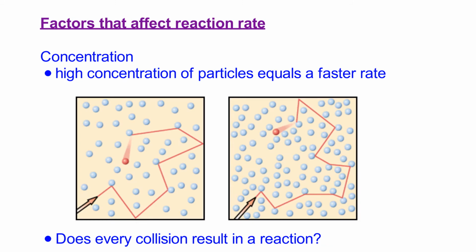So the next factor that affects reaction rate is the idea of concentration. So remember, concentration is the amount of particles in a given area. So having a higher concentration also equals a faster rate. So high concentration of particles, faster rate. And the reason for this is that the higher the concentration, the more likely the particles are to bump into one another. And again, the more collisions they're having, the more likely we are to have a successful collision.